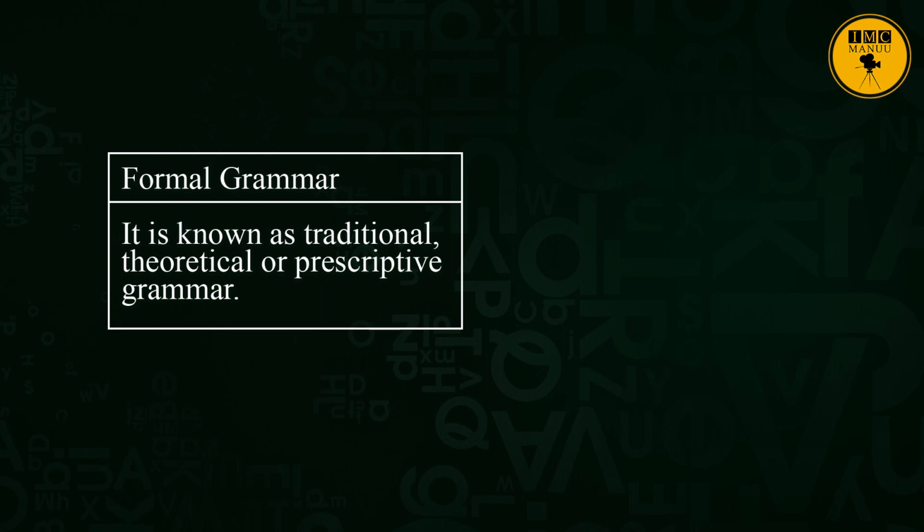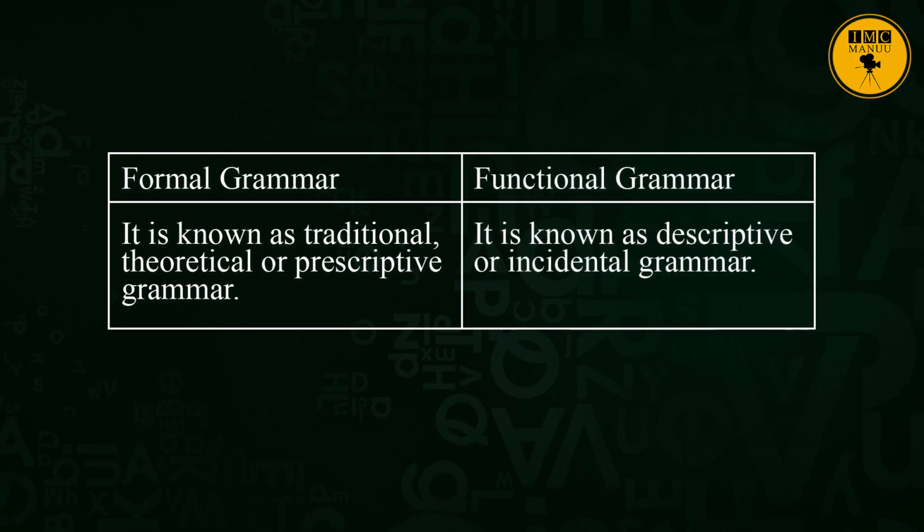Formal grammar is known as traditional, theoretical or prescriptive grammar, whereas functional grammar is known as descriptive or incidental grammar. Prescriptive means pertaining to giving directives or rules. Hence, formal grammar is concerned with norms or rules of correct usage, whereas descriptive means serving to describe.